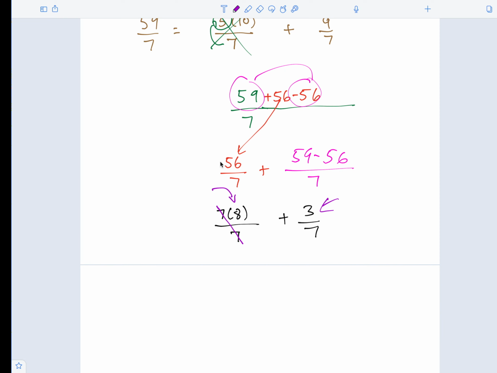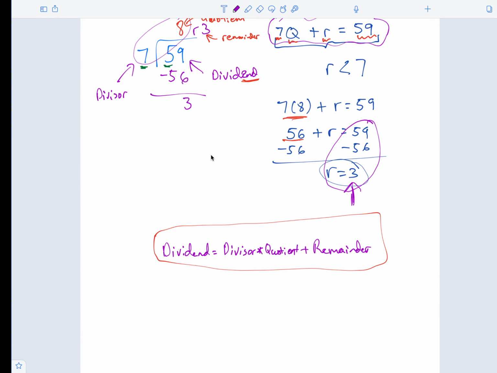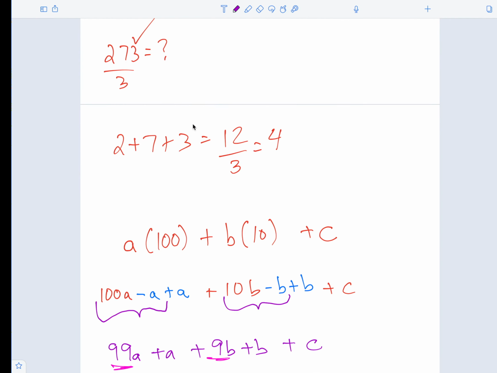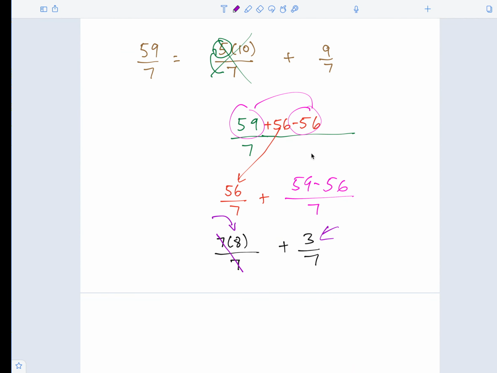So, what the heck am I saying? Well, if we go back up here to the very beginning, when we do long division, notice here you have 59 minus 56. That stems from this right here, from adding and subtracting 56: 59 minus 56. That's where that subtraction is coming from.